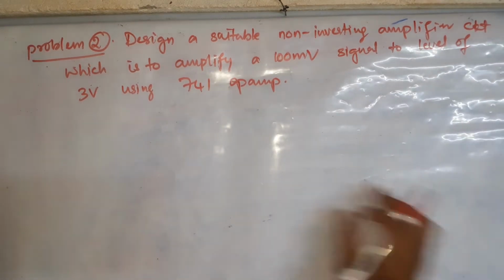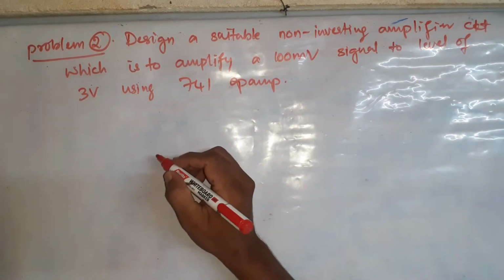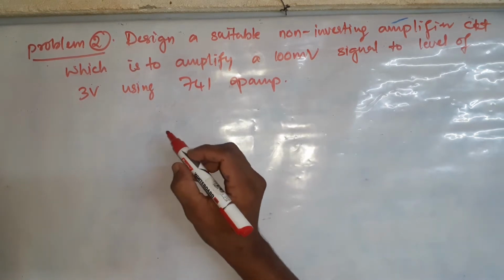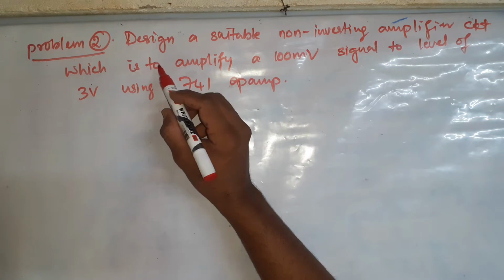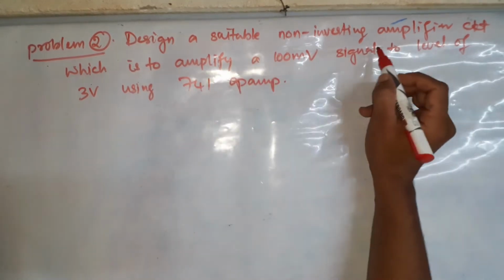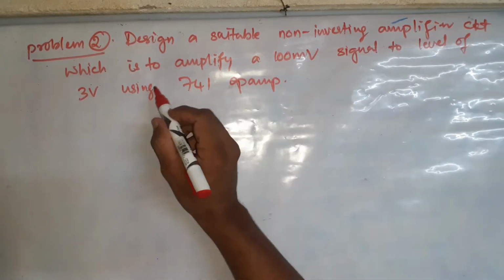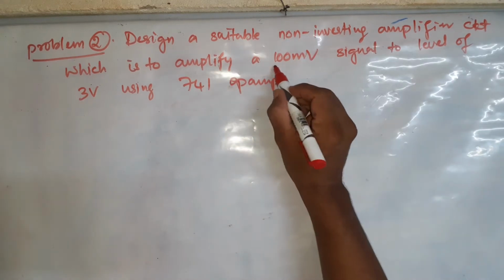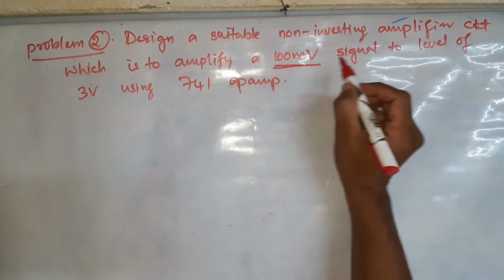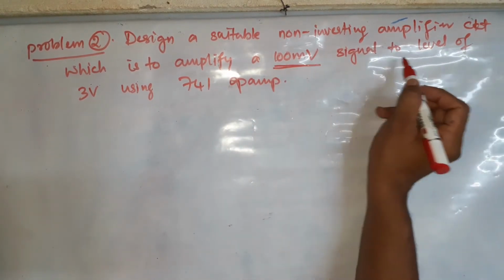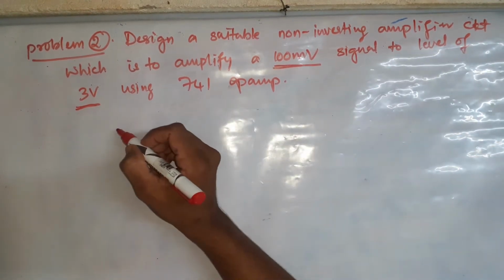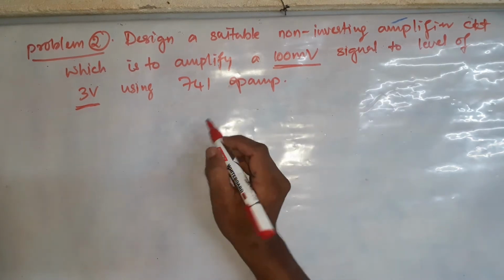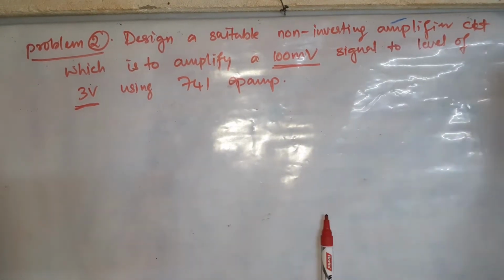Yes, I have come up with another problem here. Problem number 2. Just read this. Design a suitable non-inverting amplifier circuit which is to amplify a 100 millivolt signal, which is the input, to a level of 3 volts using 741 op amp. This is your question.